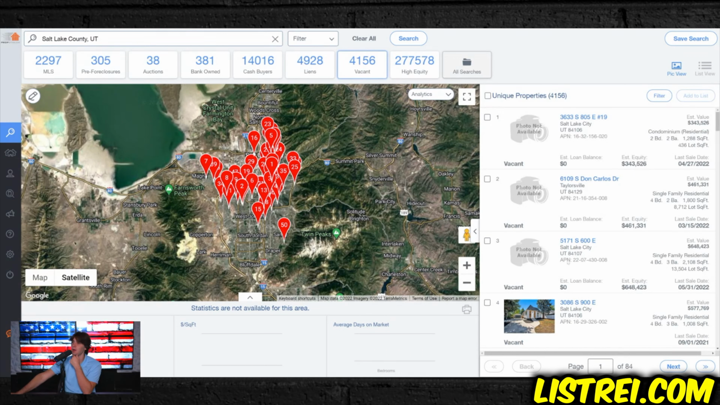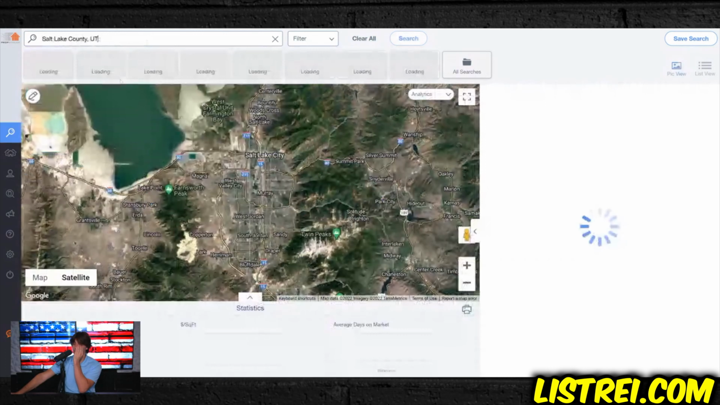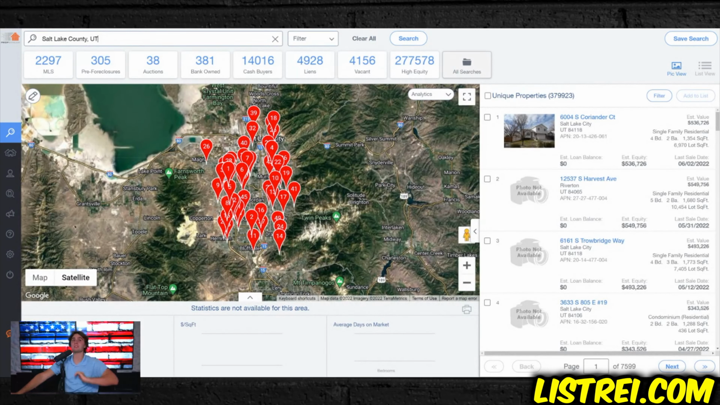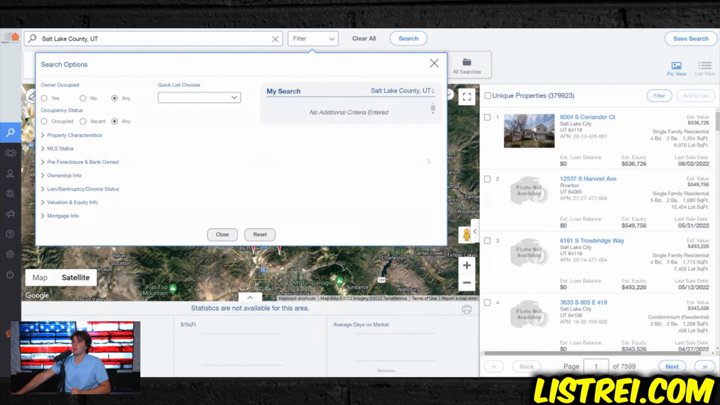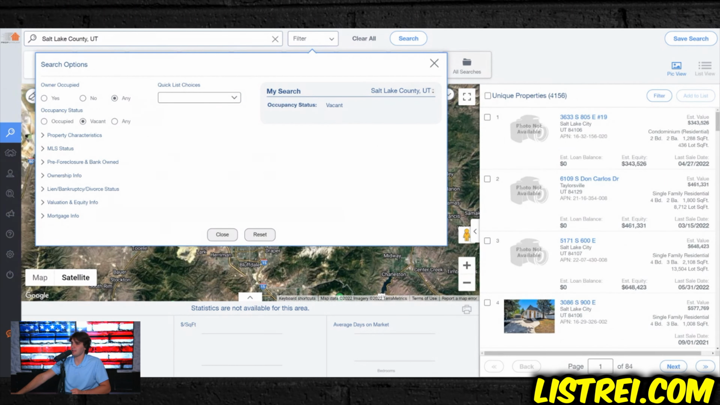So let's click here on the clear all section and do a clear all filter. Salt Lake County right here, that's where we're at. What I'm going to do is go to the filter section, and I'm going to do this manually. I'm telling you, it works really well doing this manually. So we're going to go here, occupancy status, click vacant. And then we've got the same vacant properties.